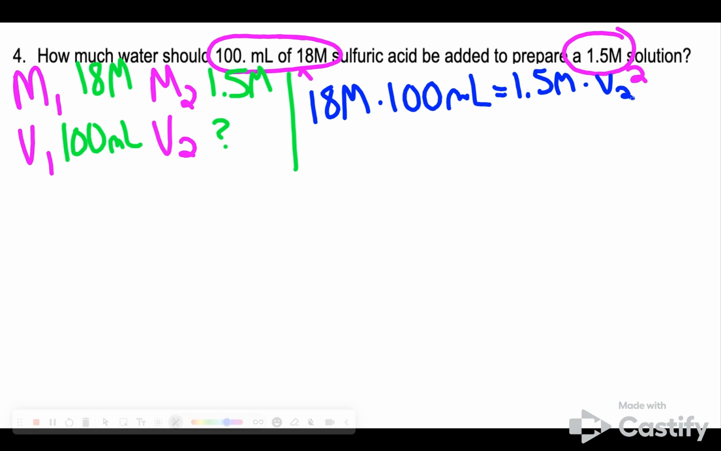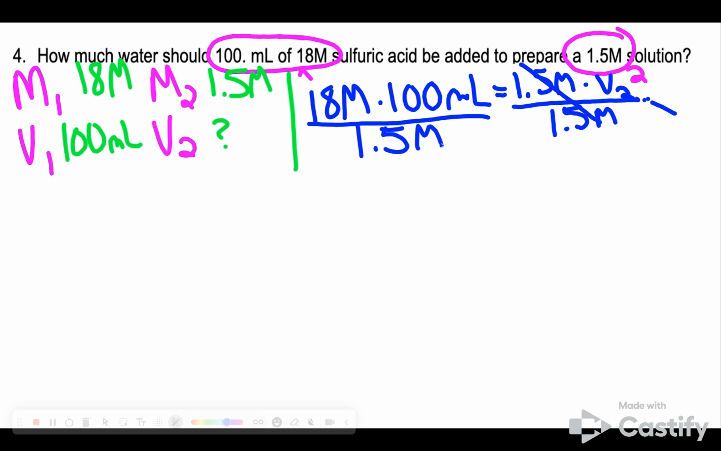Now in this case here, my variable V2 is on this side here. I want to get it by itself. So if I want V2 by itself, I have to get rid of the 1.5 molar. Divide by 1.5 molar. When you plug this into your calculator, 18 times 100 divided by 1.5, you end up with 1,200 milliliters is equal to V2.